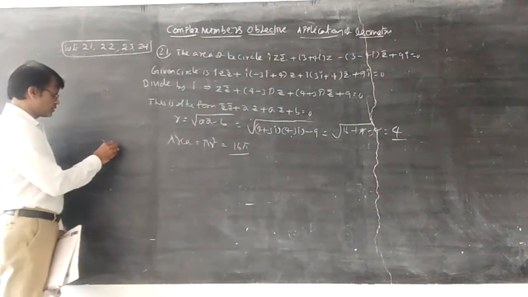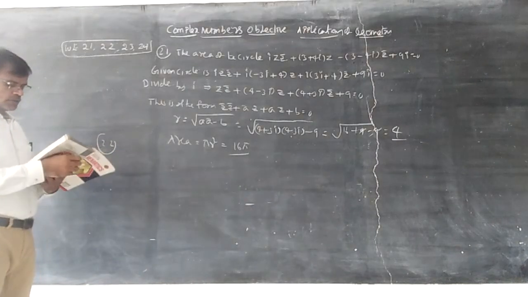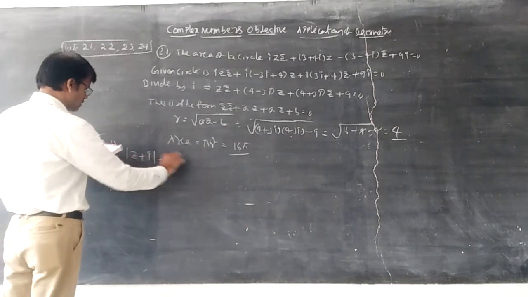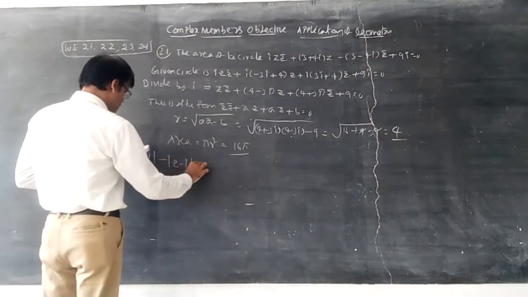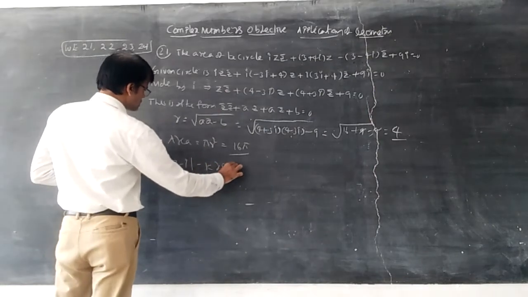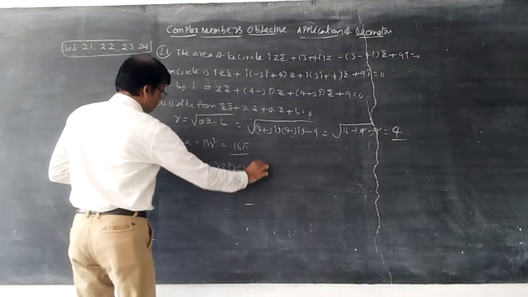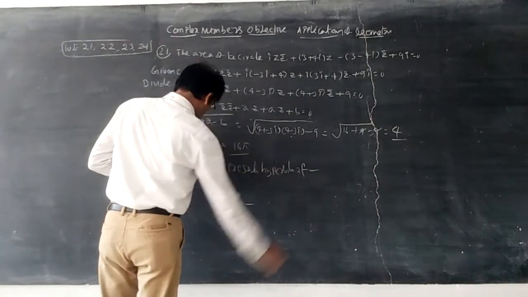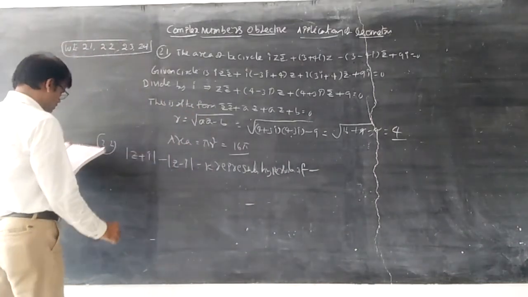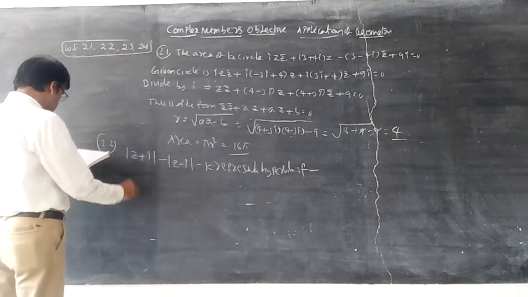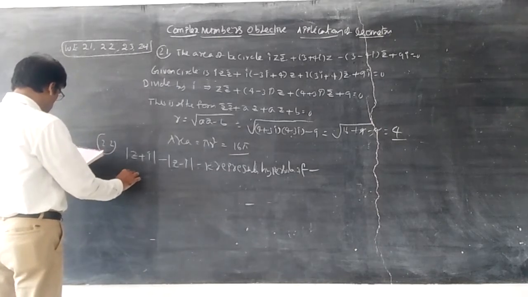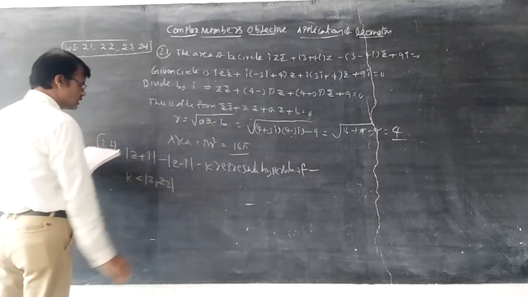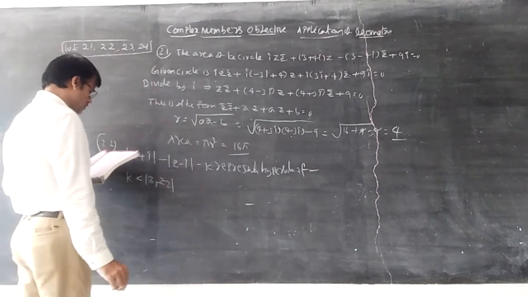Now worked example 22. The equation modulus of z plus i minus the modulus of z minus i is equal to k represents a hyperbola. The equation represents a hyperbola if, so what is k? Use the formula; the hyperbola concept you see in the material. So k is less than modulus of z1 minus z2. K less than modulus of z1 minus z2.